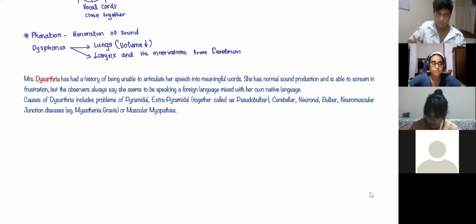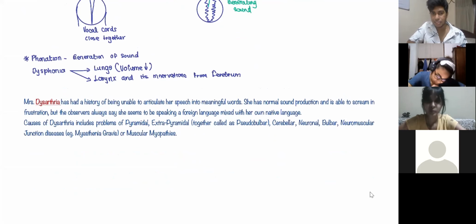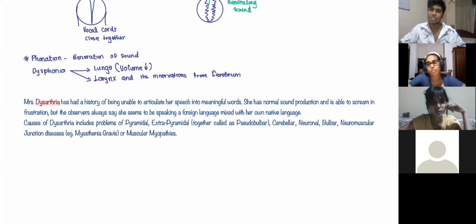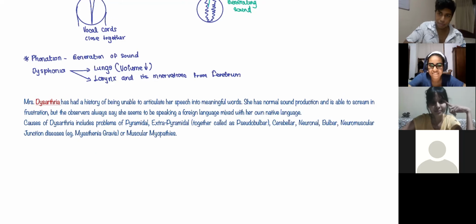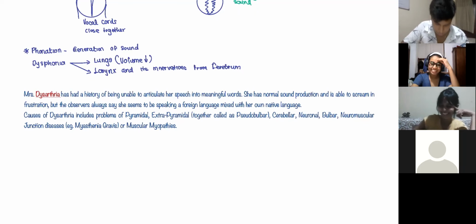So she can produce sound. She can scream, she can produce sound, but it's like she's speaking a foreign language, with words from her own added to it. You guys know what Singlish is, right? Sinhala and English combined. So for a person who knows only English, it'll be like listening to a patient who has dysarthria. I hope you guys understand that.